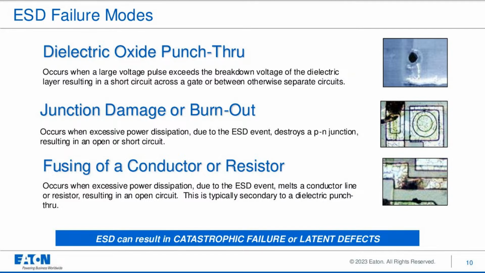Next, consider metal traces. The high current from an ESD event can cause metal traces on a chip to melt, leading to open circuits. And when the current is too high, it leads to I²R heating, which in turn results in metal layer burnout. Metallization burnout takes place usually after junction burnout or dielectric oxide punch-through takes place.